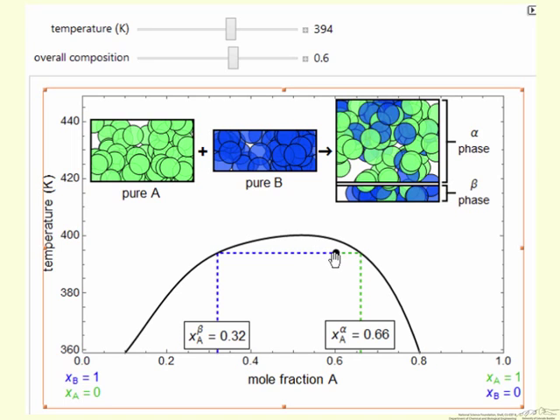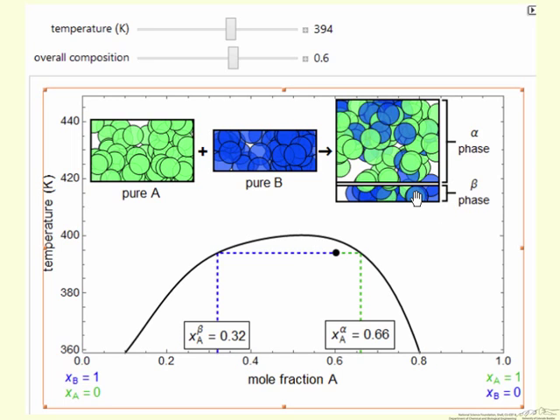We can move this black dot around by changing the temperature, which moves it up and down, or changing the overall composition, which moves it left or right. And then what we're displaying here is the mole fraction of A in each of the two phases. So the idea is we mix pure A and pure B. In this case, we mix them in a 60-40 ratio. And so the rectangles, the boxes, are proportional to the amounts. And then we end up with two phases, not one phase, but two phases that contain both components.